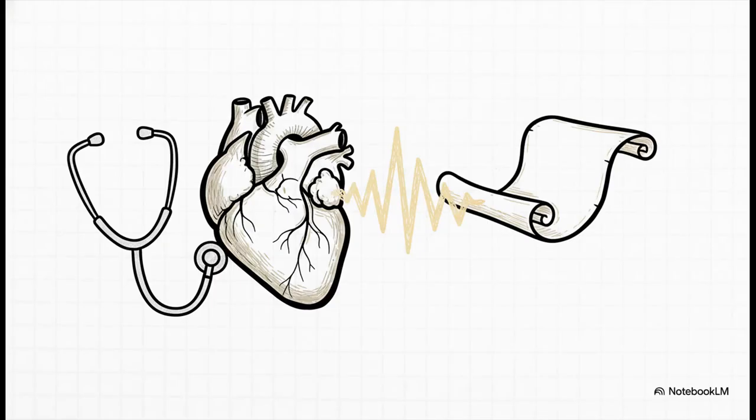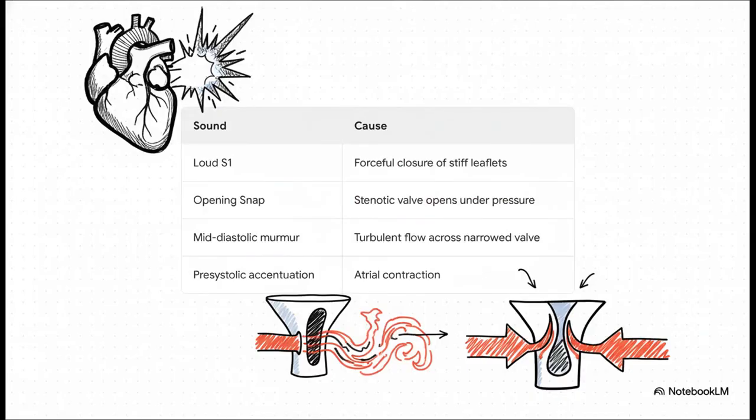We're going to start with the very distinct sounds of mitral stenosis. Listening to a heart with mitral stenosis is like hearing the valve tell its story of struggle. First, you get a loud S1. That's the sound of those stiff, calcified valve leaflets slamming shut. Then comes an opening snap. That's the stenotic valve being forced open by all the pressure building up in the left atrium.